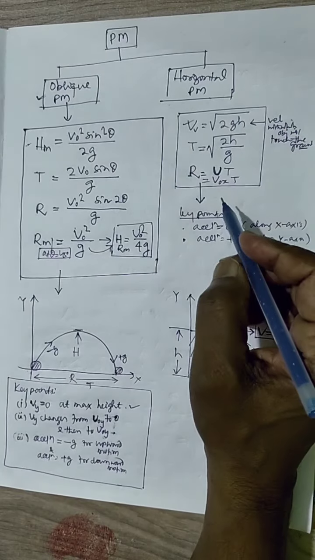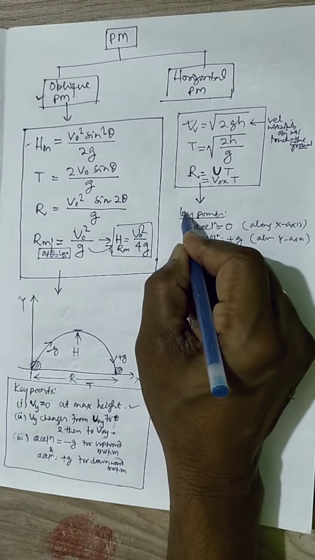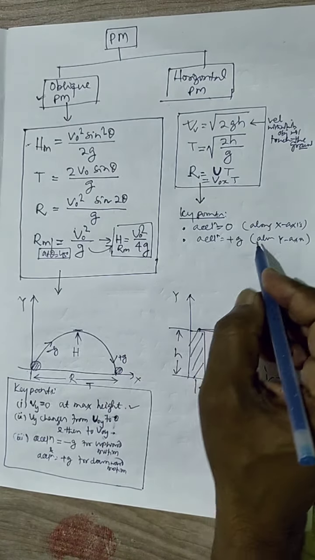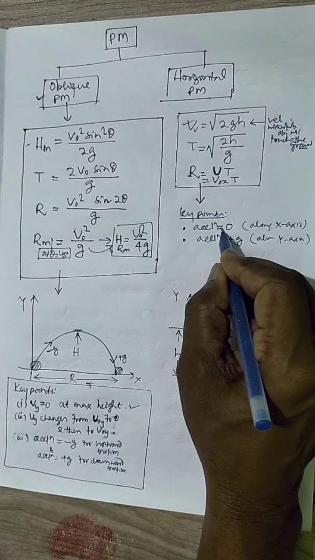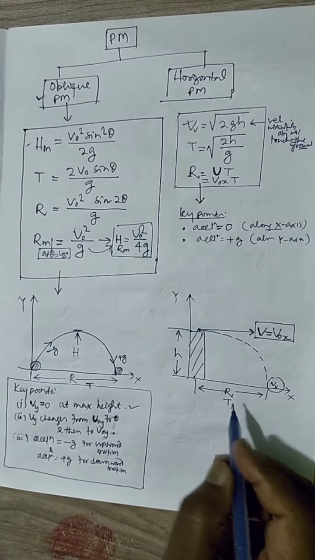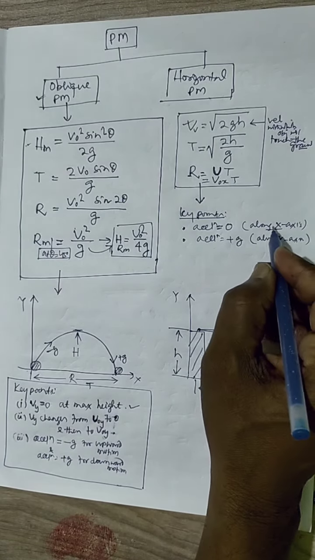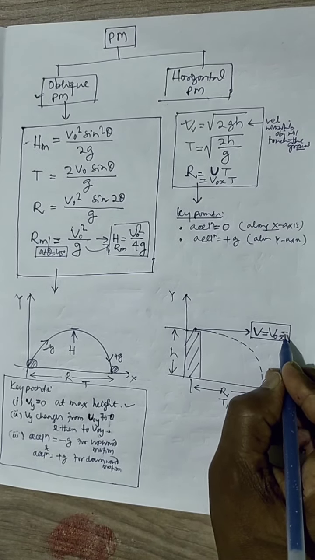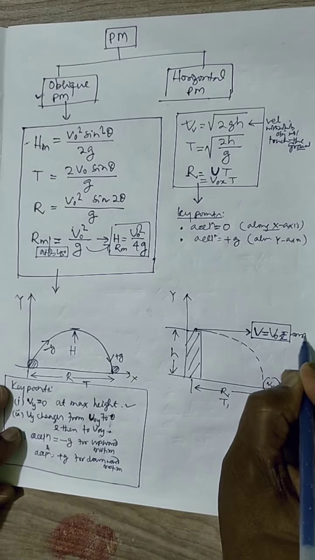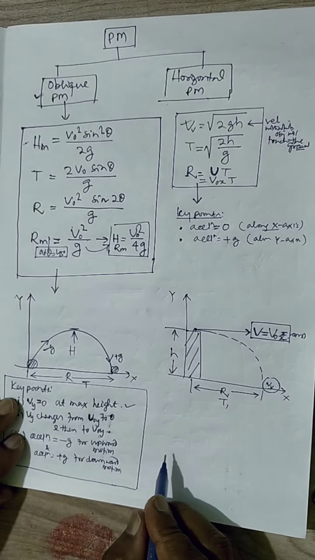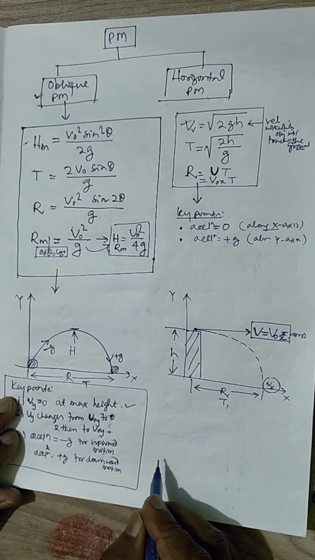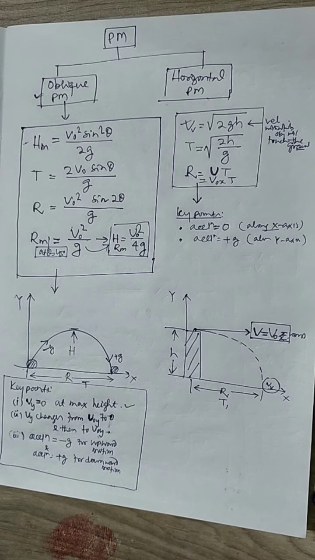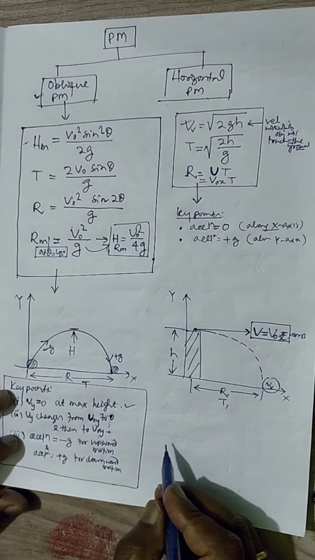And for horizontal projectile motion, we need to remember these two things: acceleration along the x-axis is always 0, and velocity along x does not change, it remains constant. With this, we have completed projectile motion. In the next class, we will cover uniform circular motion.